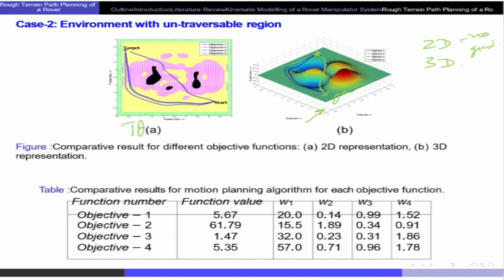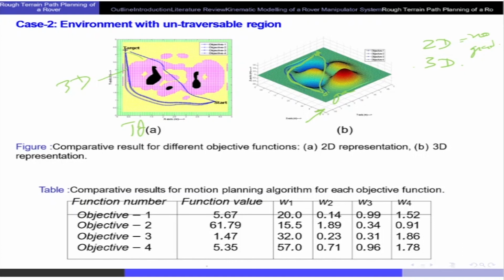Because it's 2D case, it doesn't care about gradients. It doesn't know gradients. But the moment you come to 3D case, what you find is that the robot is avoiding all these high gradients. You can see these are very high gradients. It is avoiding all of that and taking a path which is smoother, almost flat ground. So the energy requirement has come down.